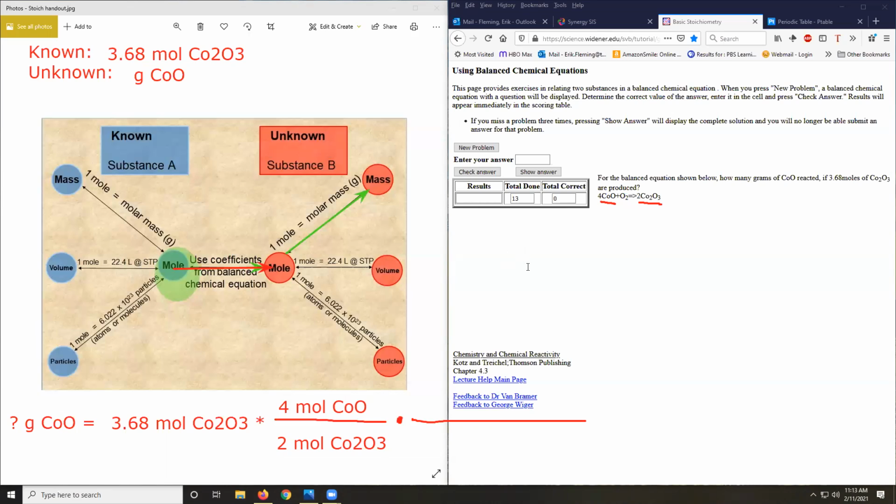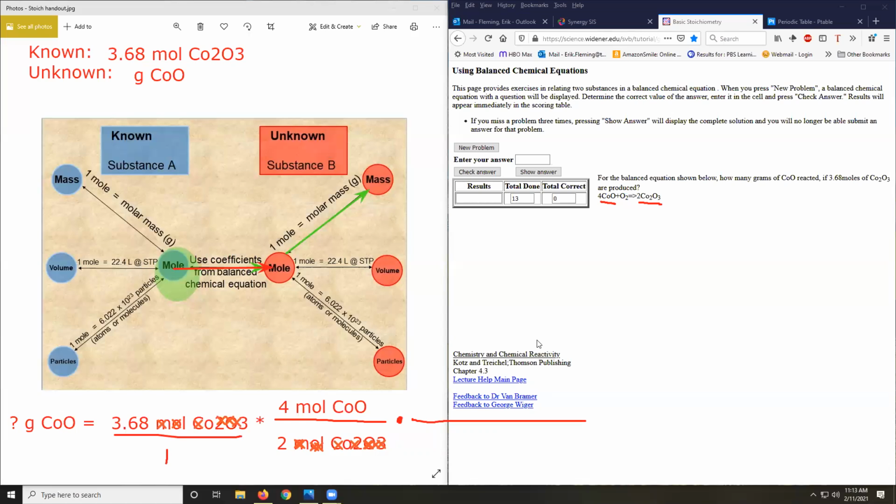So when we set these guys up, the trick is we're trying to cancel out the stuff that we have. In this case, we started with moles of Co2O3. And now that I'm there, I can cancel it. You can think about this as being all over one because that's the identity of something. Then I'll cancel out that mole and this mole.